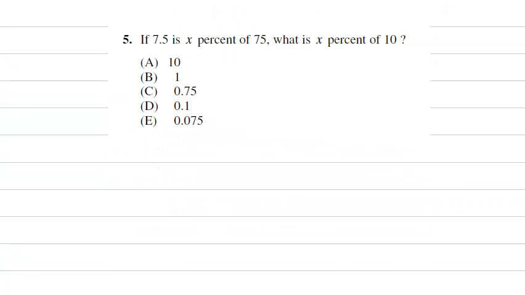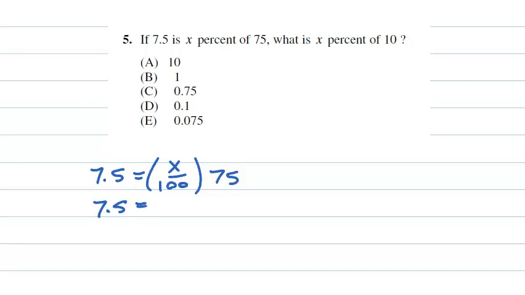Here's a problem from College Board's 2001 practice test. 7.5 is x% of 75. What's x% of 10? So let's just write out the sentence they gave us. 7.5 is x% of 75. So from there we should be able to solve for x.